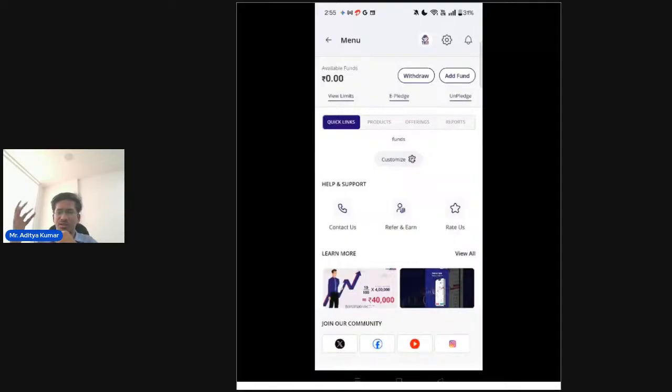After that, beside this contact, as you can see, there is Refer. It's a program where you can invite your friends or family to join SBI Securities and open an account with us. If they sign up and invest, you can get rewards like cash bonuses or others. You can see the tier and mark that. After that, we have the Rate Us option, so you can share feedback for the app.